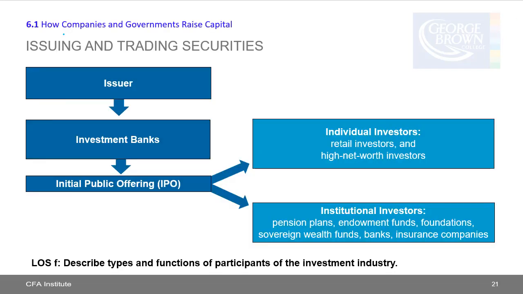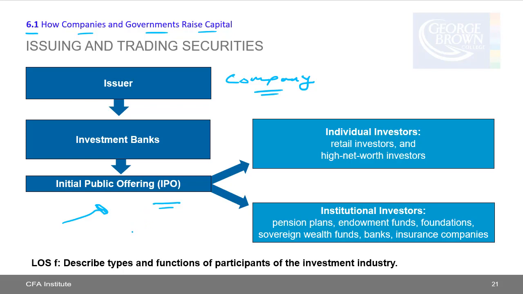So this slide is relating to the text, section 6.1, how companies and governments raise capital. And this slide is showing an example of how companies raise capital. It's talking about raising capital for the first time, which is called an initial public offering or an IPO. So in terms of the issuer here, this would be a private company going public or raising for the first time. So it's called an initial public offering. So it's moving from a private company to a public company.